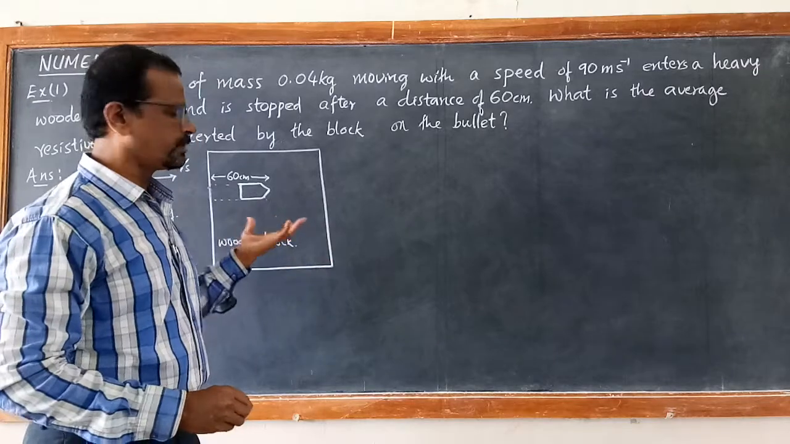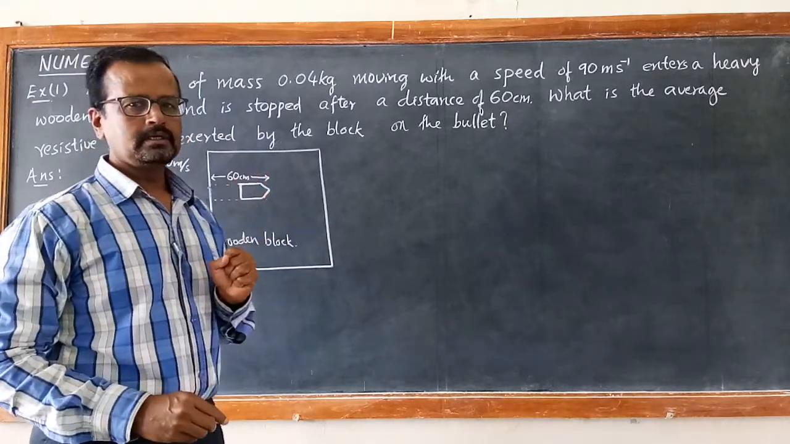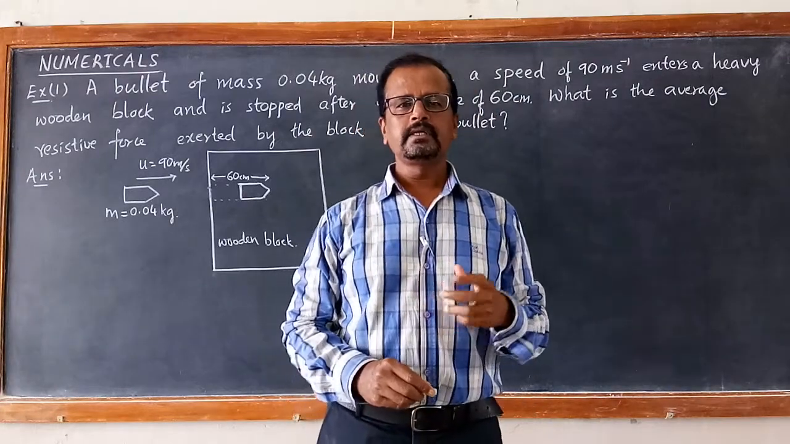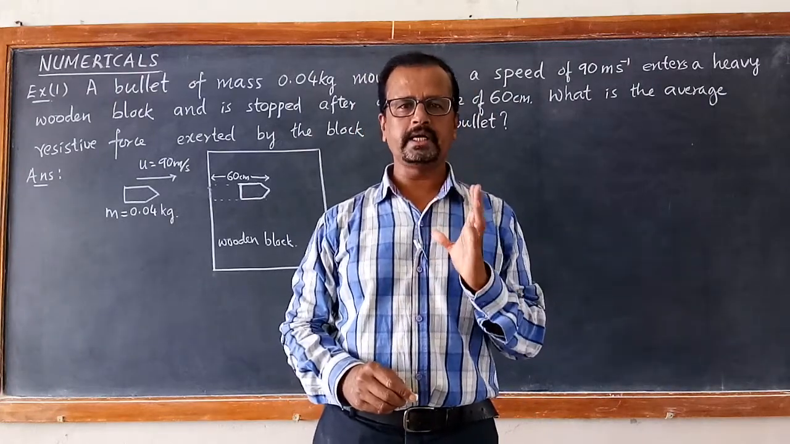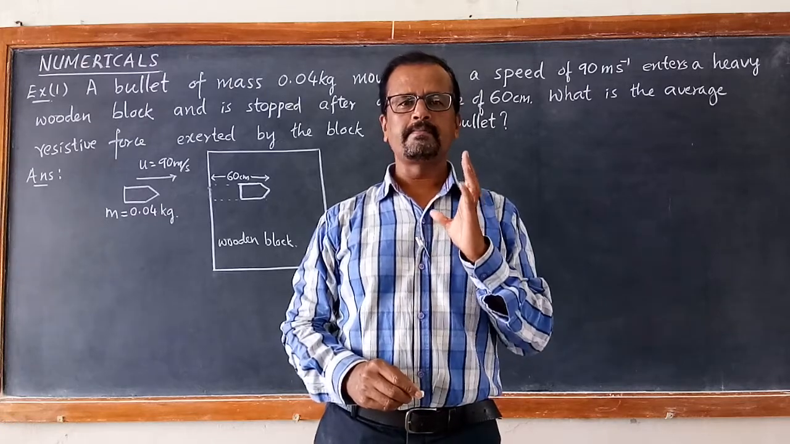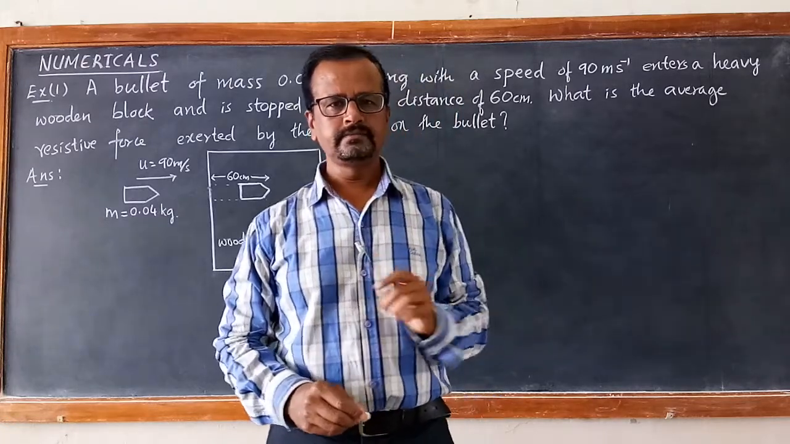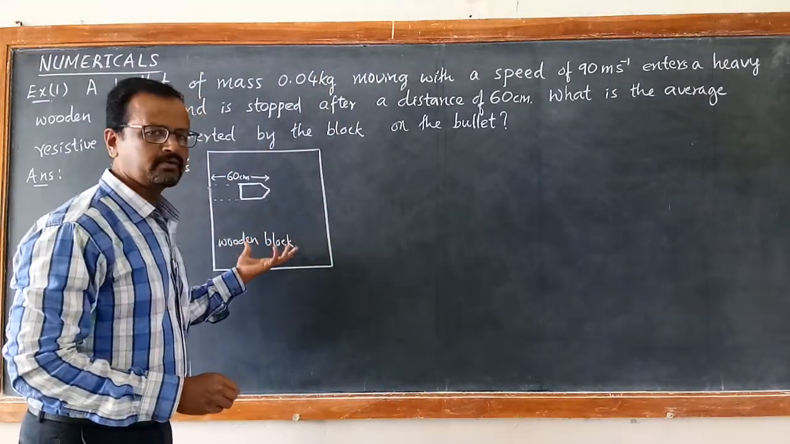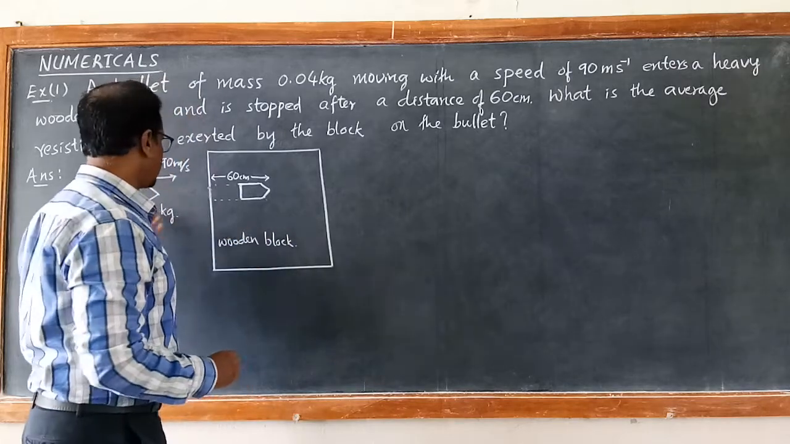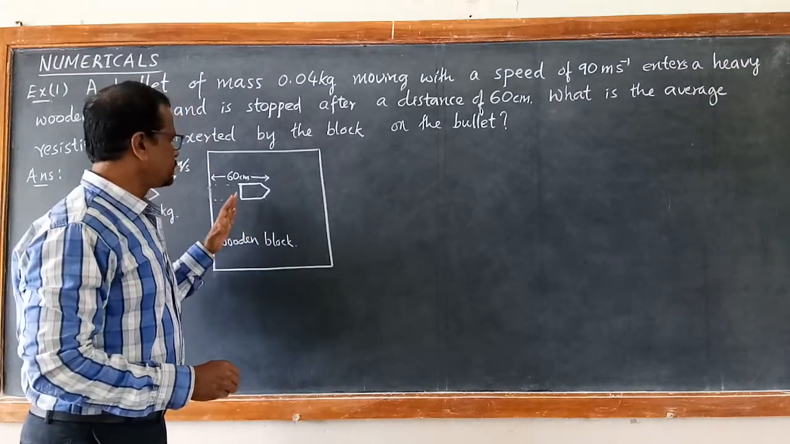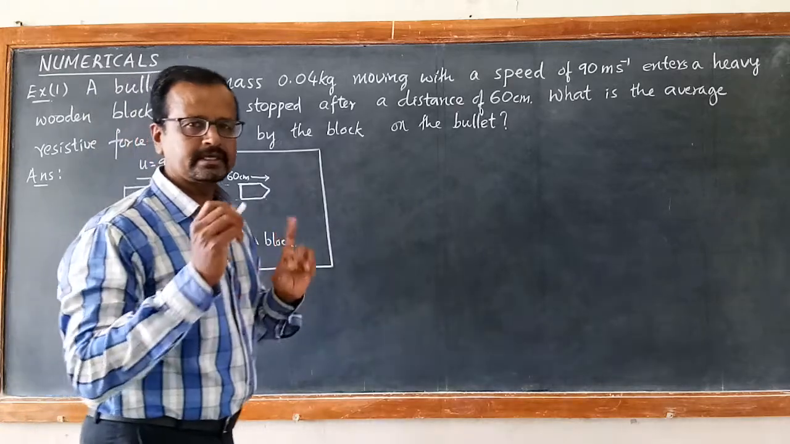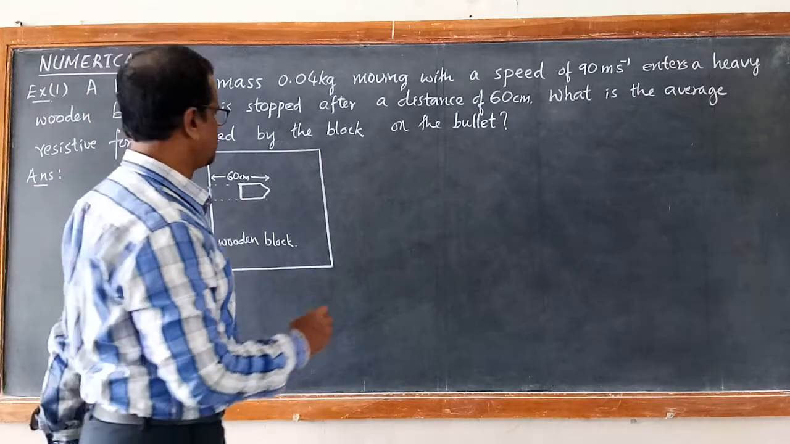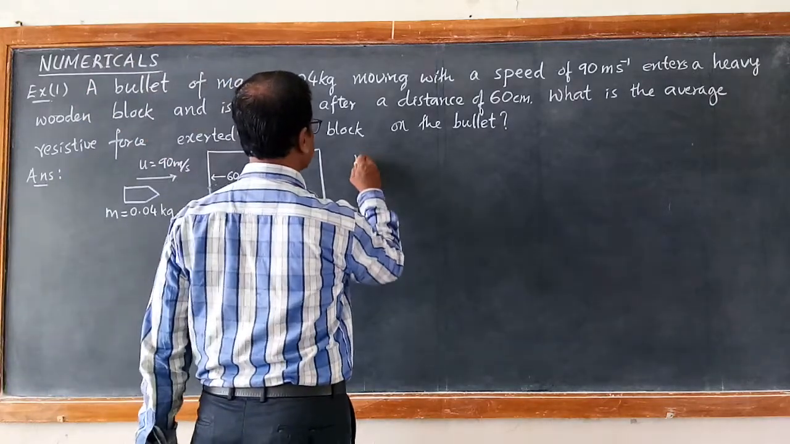So you are asked to find the average resistive force. According to Newton's second law, which we revised yesterday, the force acting on a particle is the product of mass and acceleration. Here the mass of the bullet is given. To find the resistive force exerted by the wooden block, we have to calculate mass into acceleration. So before that, we need to calculate the acceleration. First we will write the given things.